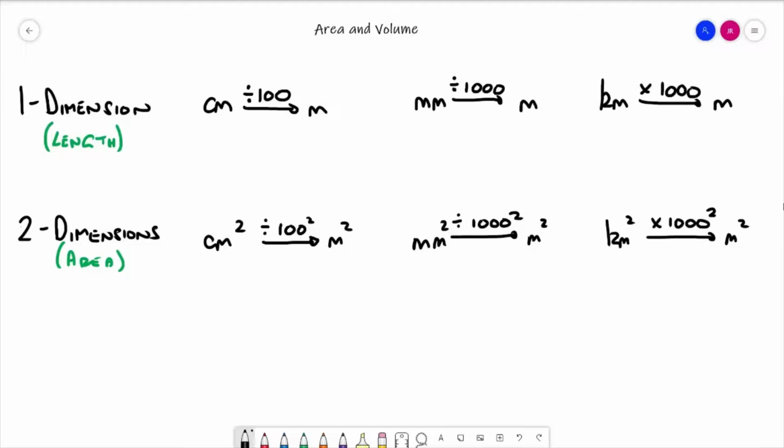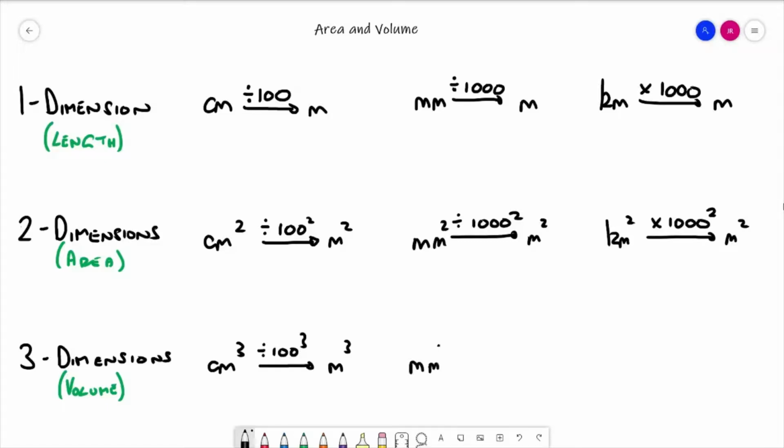Now, of course, when it comes to 3 dimensions, we're just taking this one step further, and the same thinking that we've just looked at applies. So obviously in 3 dimensions we're now looking at volume, so centimetres cubed to metres cubed, we would divide by 100 cubed, millimetres cubed to metres cubed, we would divide by 1,000 cubed, and kilometres cubed into metres cubed, we would multiply by 1,000 cubed.